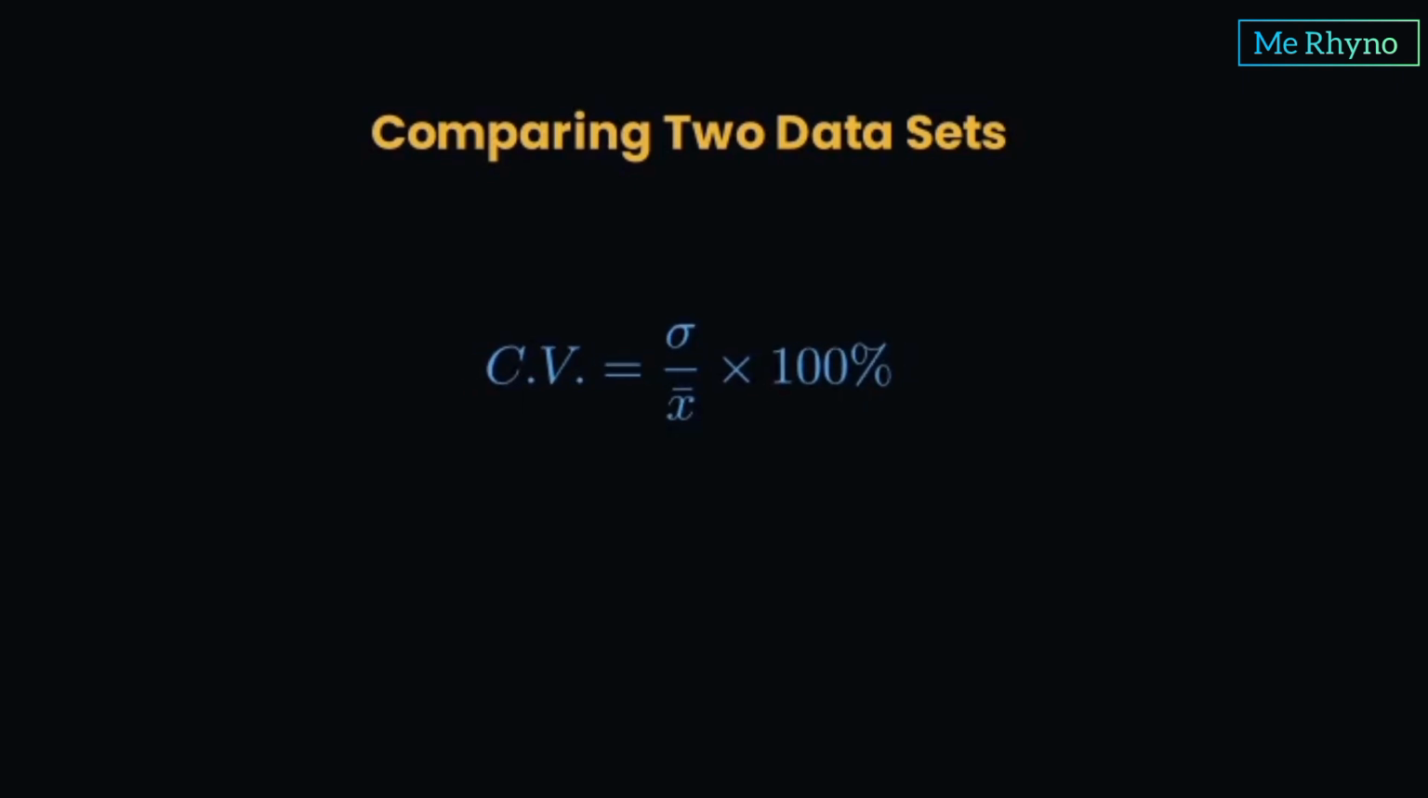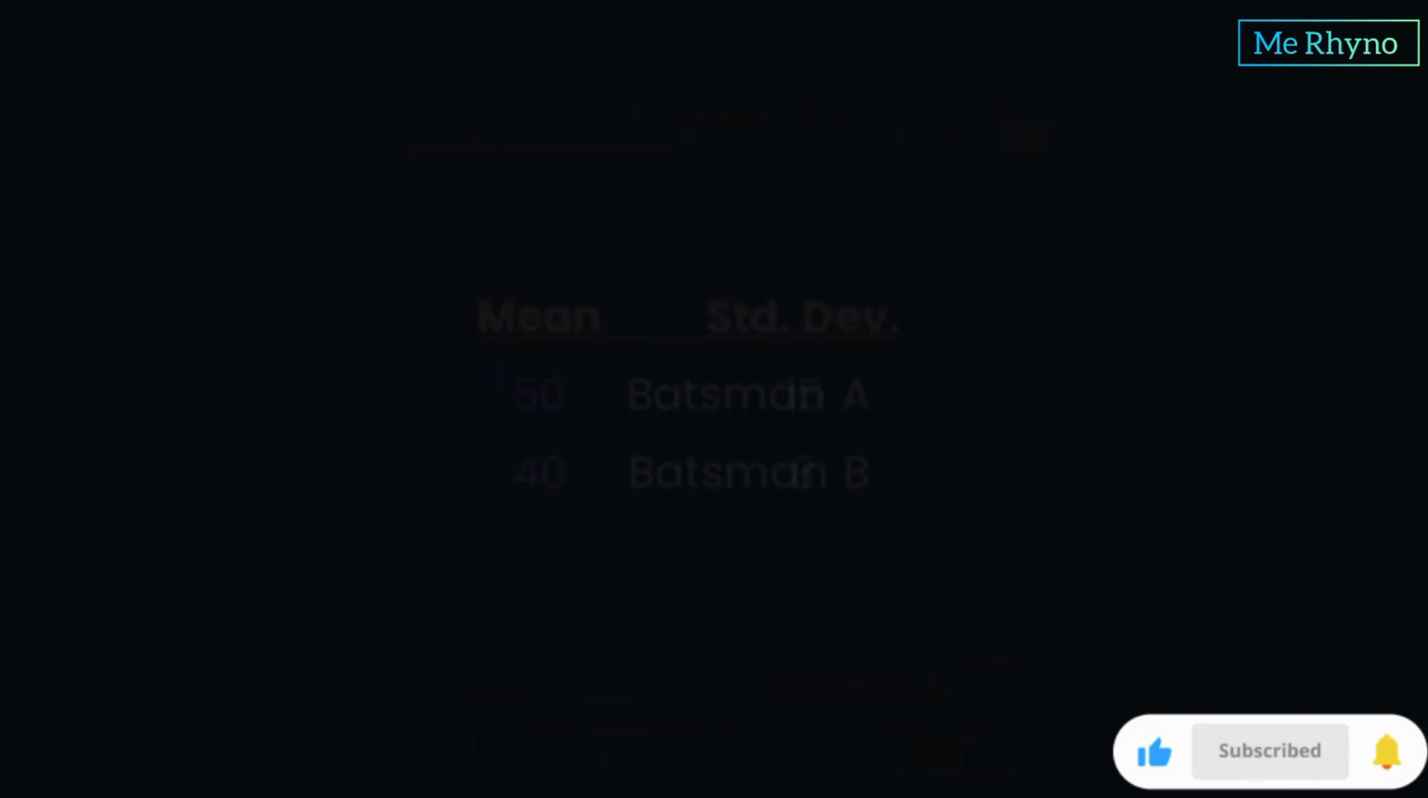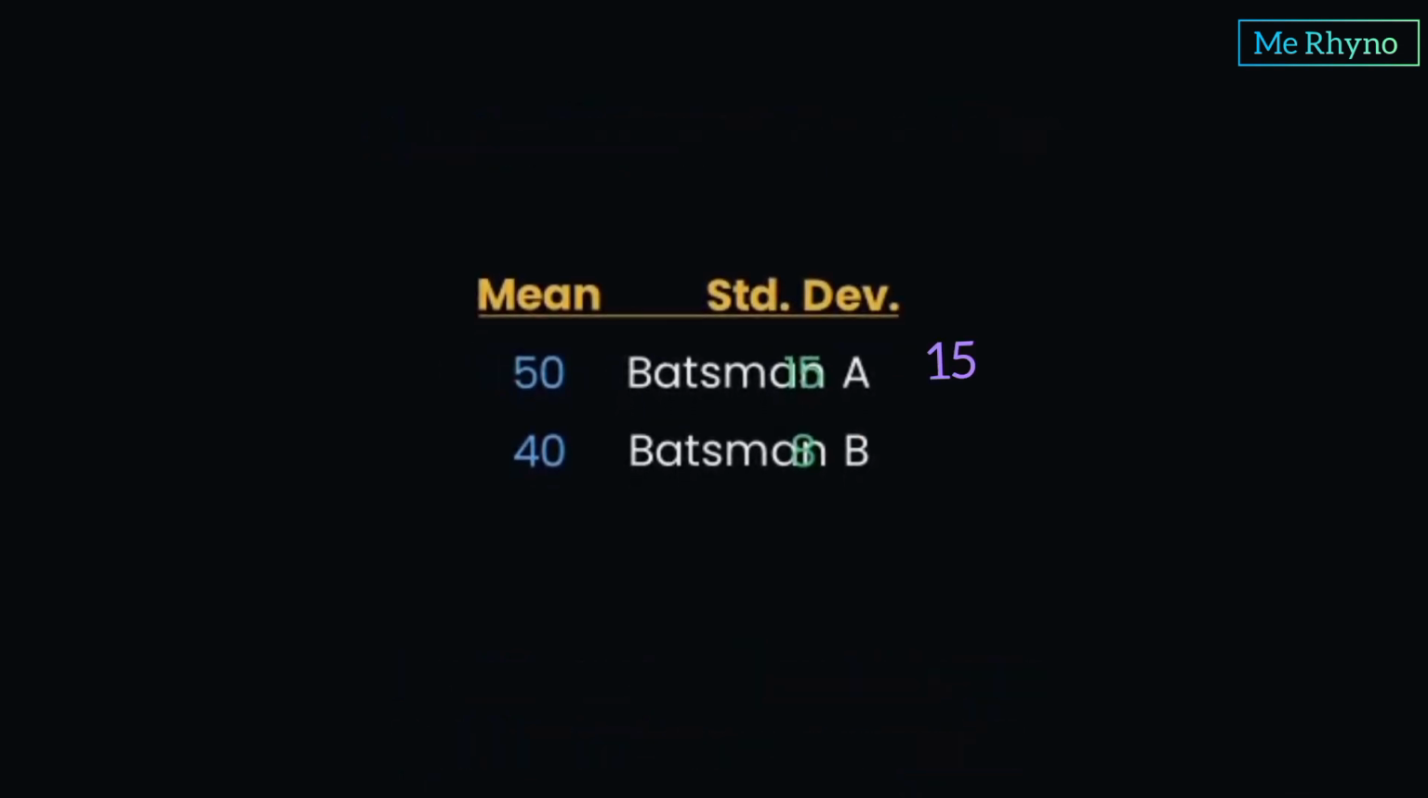We use the coefficient of variation: standard deviation divided by mean, multiplied by 100%. A lower coefficient of variation means more consistency relative to the average. Batsman A has an average of 50 with a standard deviation of 15 and Batsman B has an average of 40 with a standard deviation of 8.